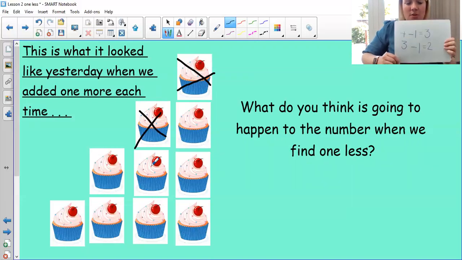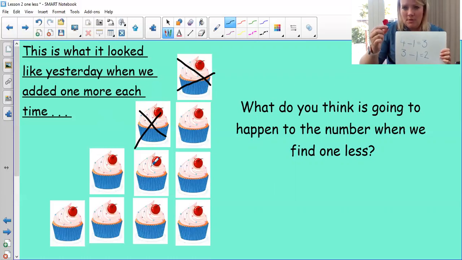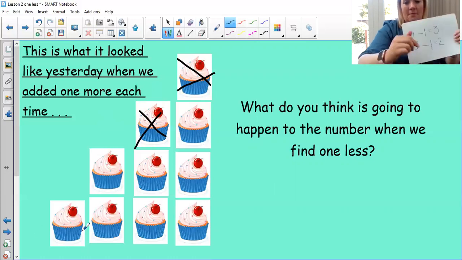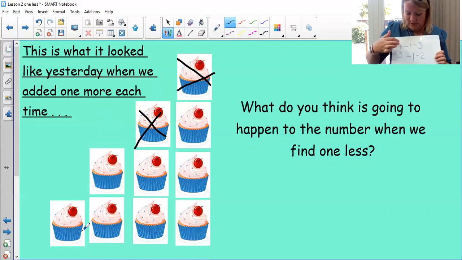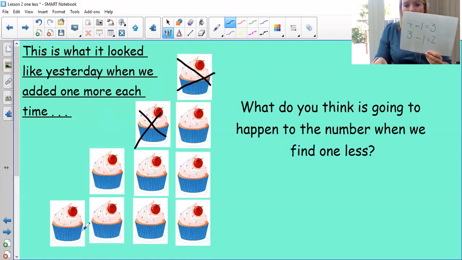Shall we have a look? Okay, I'm going to give this one to you. We've got 2 cubes. I've got 2 cupcakes. Can you write me or tell me the number sentence that you think it would be to find one less? So we know that when we had 4, it was 4 take away 1. It was 3 take away 1. I've now got 2. How am I going to find one less?